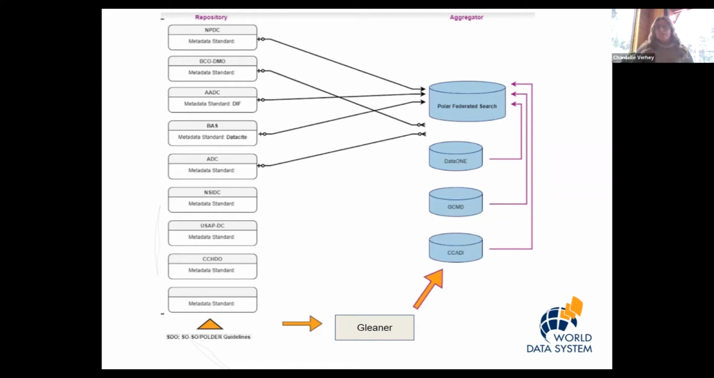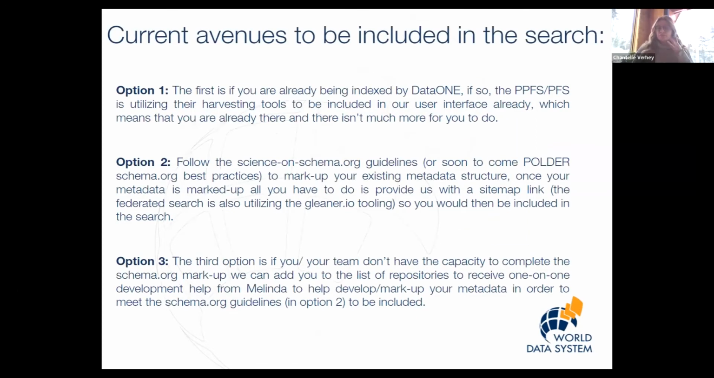So as of right now, our community has 3 options in order to be included into our search. The first option is if you're already being indexed by Data One, our web developer has set it up so that we are able to index Data One already and have you included in our search interface. Option 2 is following the SOSO guidelines, and then as soon as the Polder guidelines are finished, implementing those to mark up your existing metadata structure to be included in the federated search.